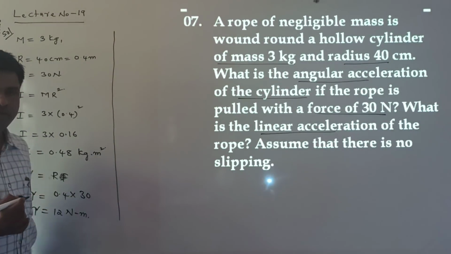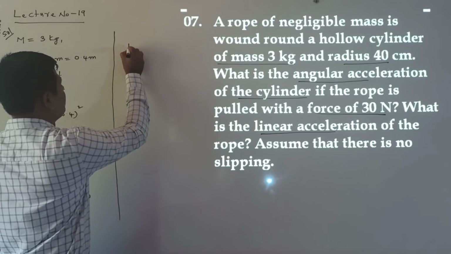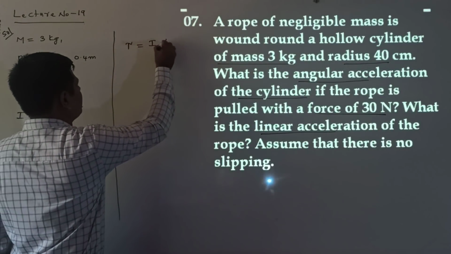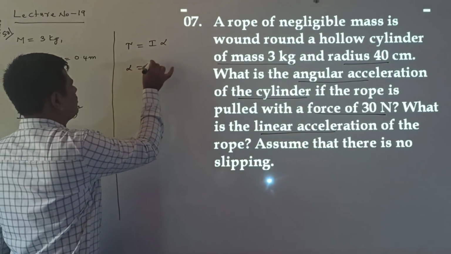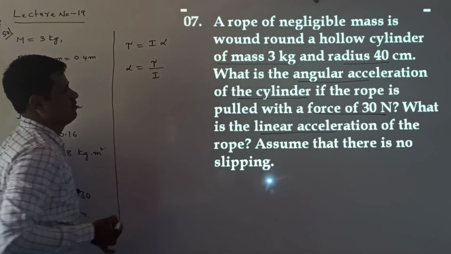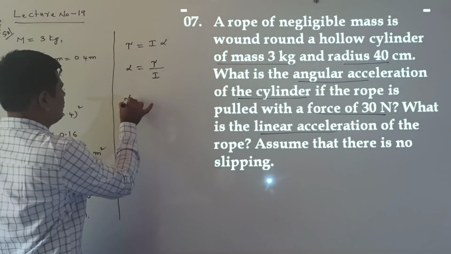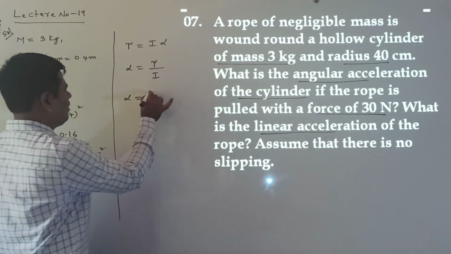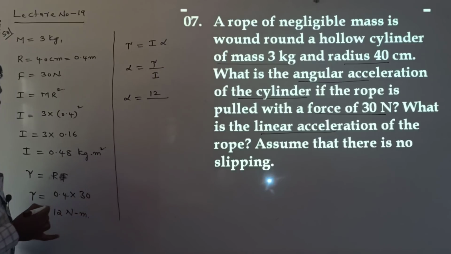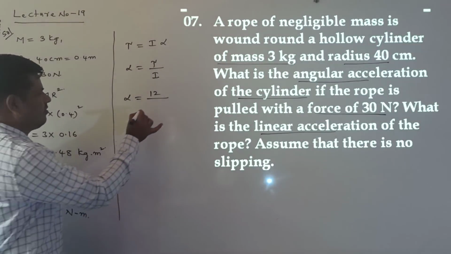We got the torque, and the moment of inertia is also obtained. We know the relation between torque and moment of inertia: torque is equal to I into alpha. So alpha is equal to torque by I. Here alpha is called the angular acceleration. Angular acceleration is equal to torque 12 by I, which is equal to 0.48.